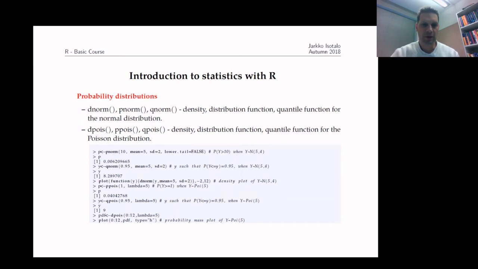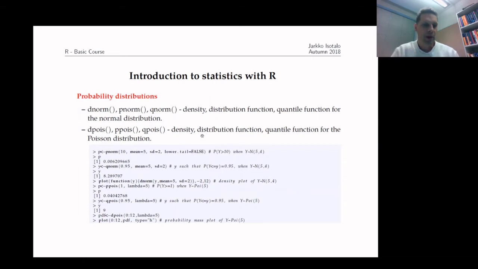For example, in case of normal distribution we have dnorm for density function, pnorm for distribution function, and qnorm as a quantile function. And if we change from one function to another, the idea is that there is still the same sort of density function, distribution function and quantile function. And so, for example, in Poisson distribution case, these functions are named like this.